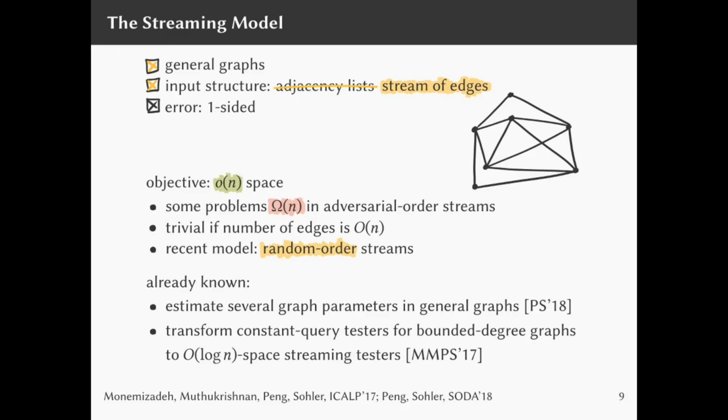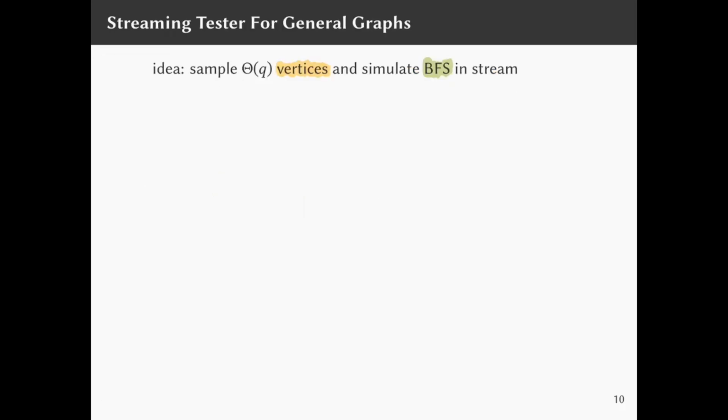Now, what we would like to do is we would like to have a similar result that says that we can transform constant query testers for general graphs to O(log n) space streaming testers. And let me just briefly tell you how we achieve this. The idea is the same as in the previous papers, and that is that we sample roughly Q vertices and then we simulate the BFS for these vertices in the stream.